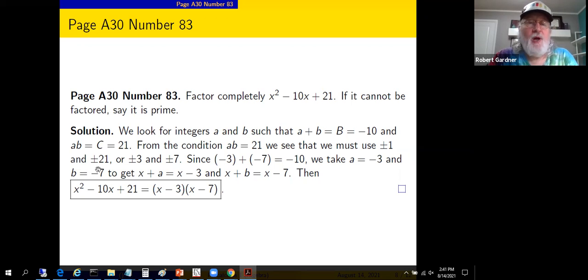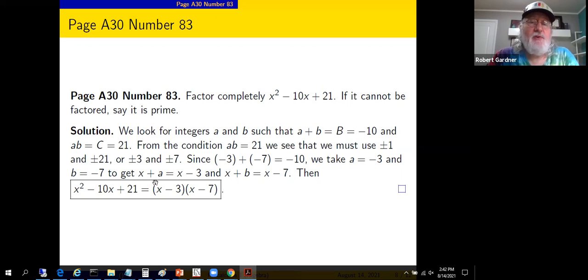The 1 and the 21 doesn't work. We could interchange the negative 3 and negative 7. If I use the positives, 3 and 7, that's going to produce positive 10, and that's not right. So negative 3 and negative 7 is the correct answer. We'll let a be one of those and b be the other. It doesn't matter which one. So we'll take a to be negative 3 and b to be negative 7.